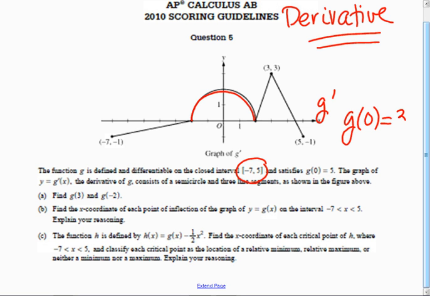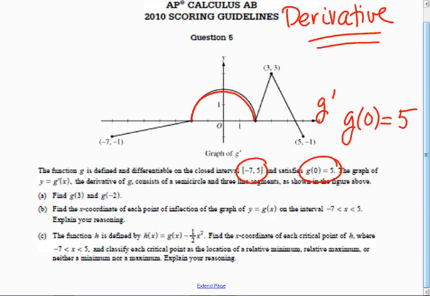It's very easy to miss. Oh, sorry, 5. I can't read that very well. This is not a good copy, but that's okay. It's 5. It's like 3 to me. And it says the graph is the derivative, and it even tells you it's a semicircle, and that these are line segments. So you don't have to assume anything.